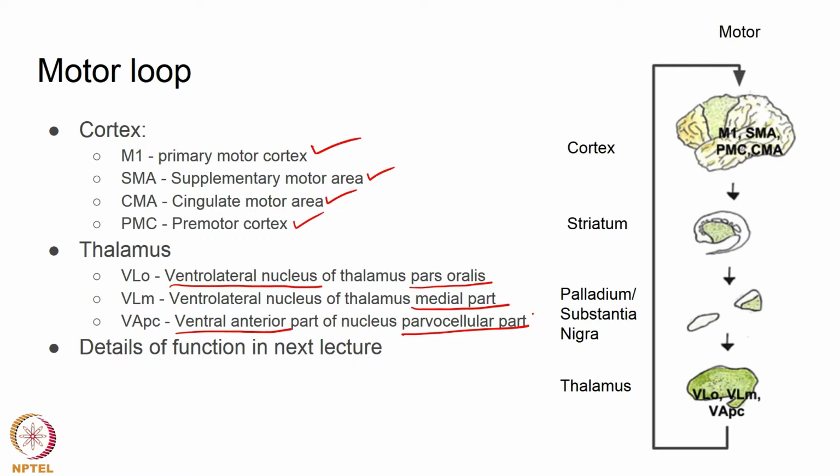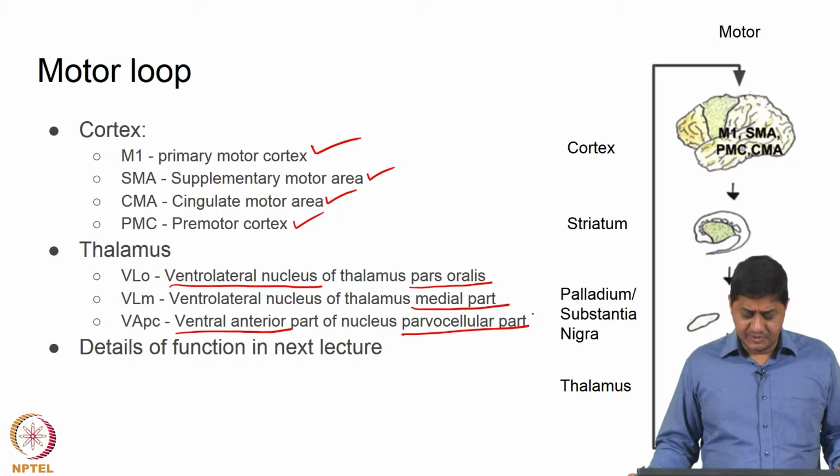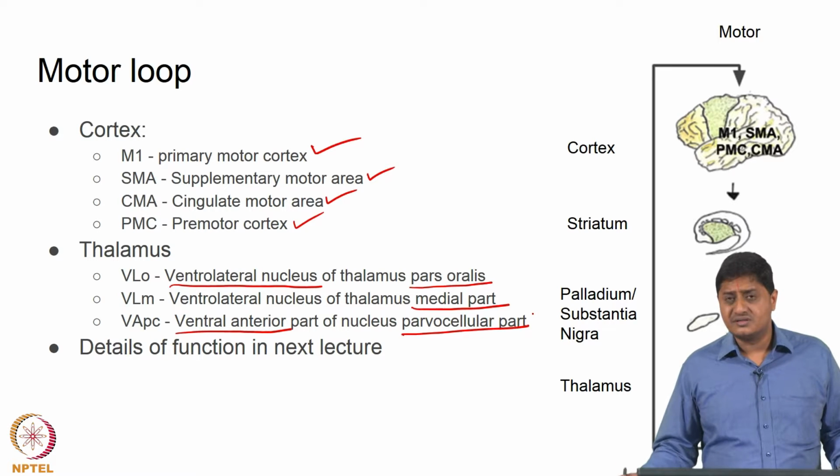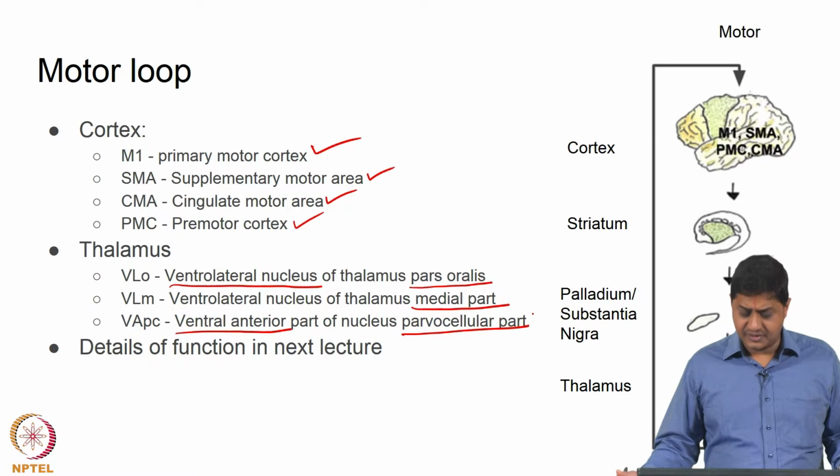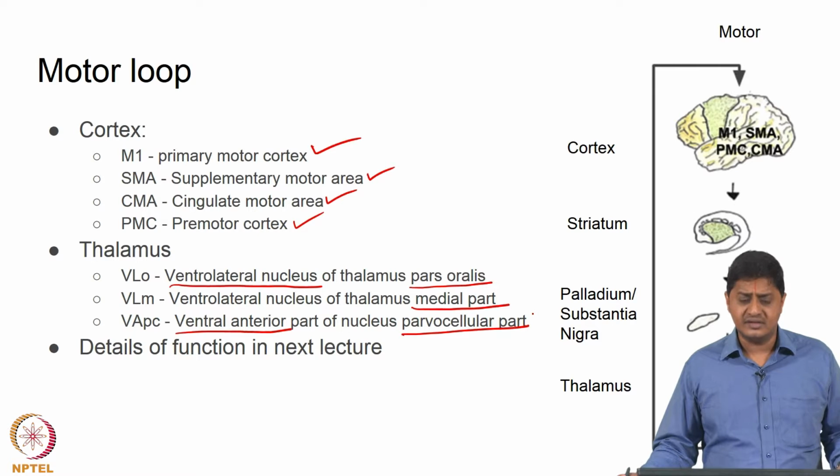Right. We will discuss the motor loop in relatively great detail in future classes. The inputs are essentially M1, supplementary motor area, premotor area, and cingulate motor area. The outputs are the ventrolateral and ventral anterior nuclei of the thalamus.